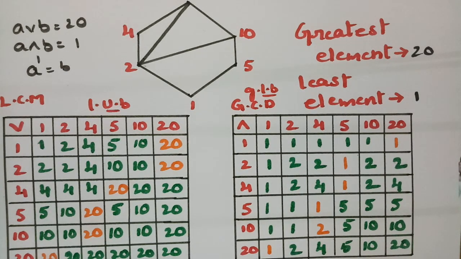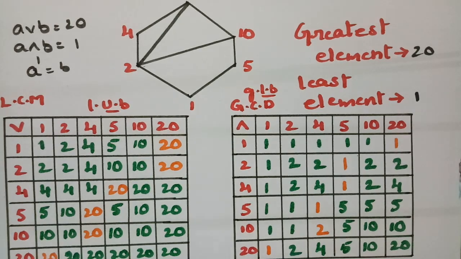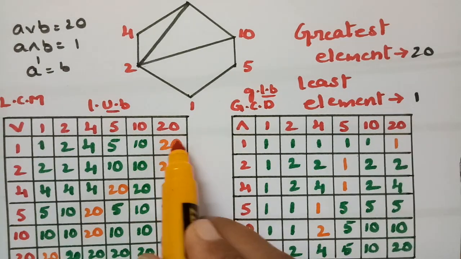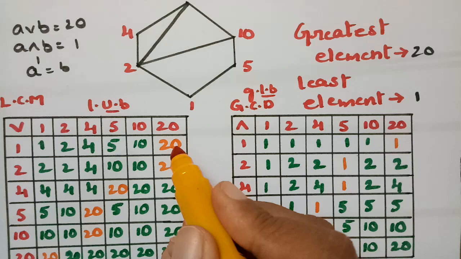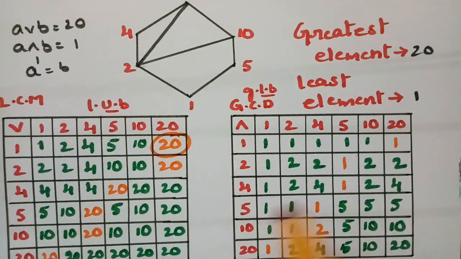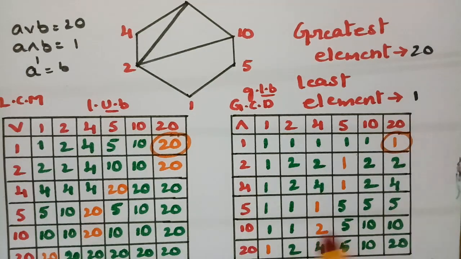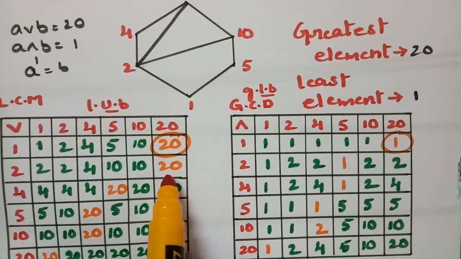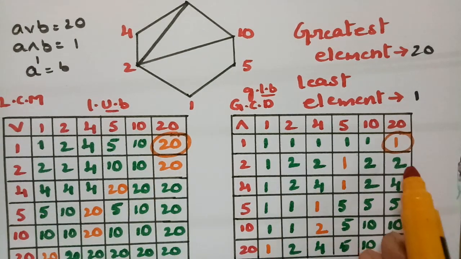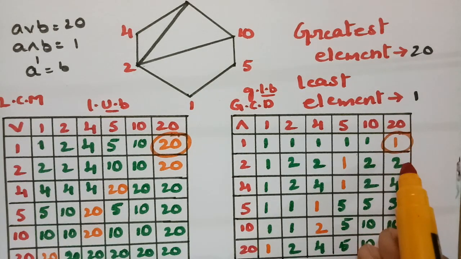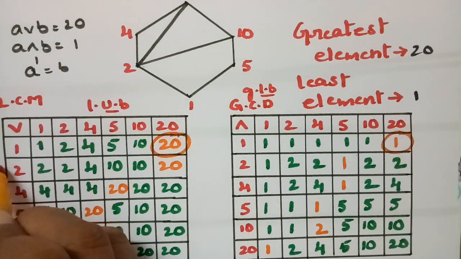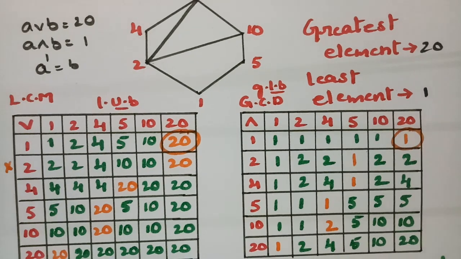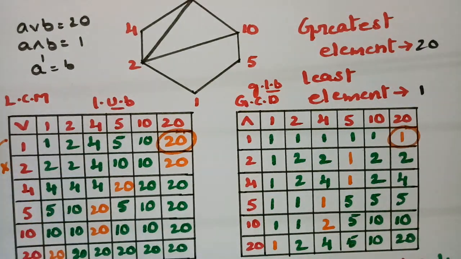So if you see here, the least upper bound here is 20, the greatest element here. So the least element is here. And next coming to this, here we have the greatest element, whereas the least element doesn't match here. See, there is a problem with 2. So we have the complement of 1.